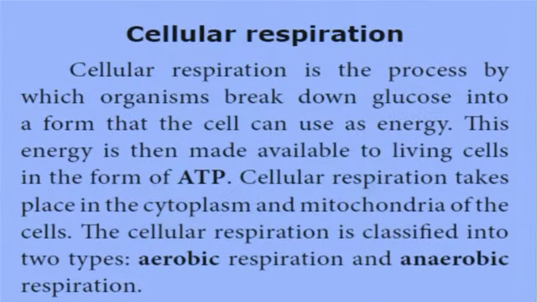Cellular respiration. Cellular respiration is the process by which organisms break down glucose into a form that the cells can use as energy. This energy is then made available to the living cells in the form of ATP. Cellular respiration takes place in the cytoplasm and the mitochondria of the cells. Cellular respiration is classified into two types. They are aerobic respiration and anaerobic respiration.